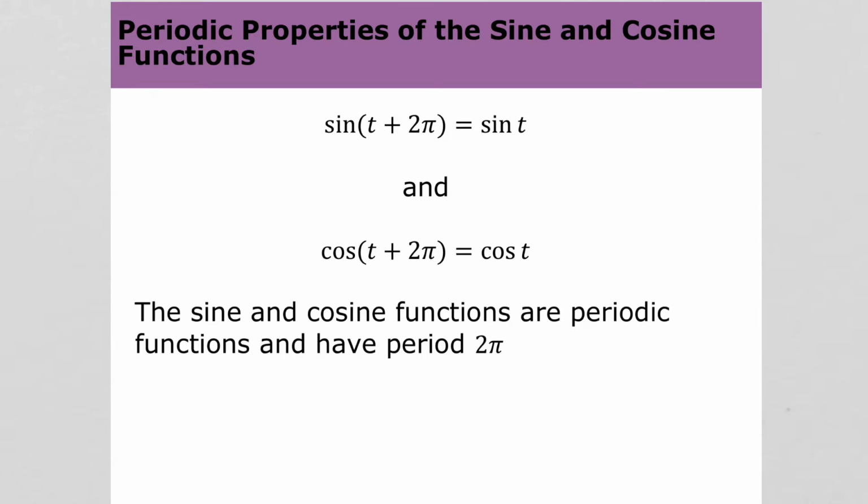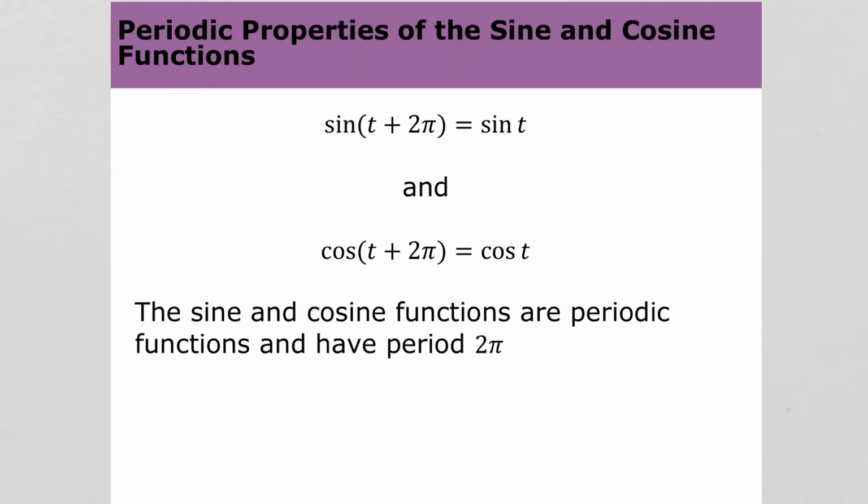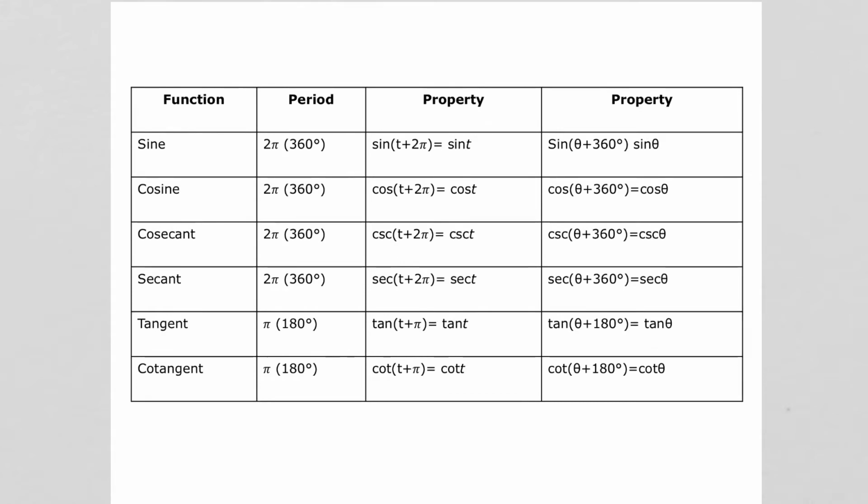And if you think about that unit circle wise, you get around 2 pi, you're getting the same values as you go around beyond that. Tangent and cotangent repeat every pi. And then secant and cosecant would be the same as cosine and sine. They would repeat every 2 pi also. So these are some periodic properties here that you'll need to be able to use.